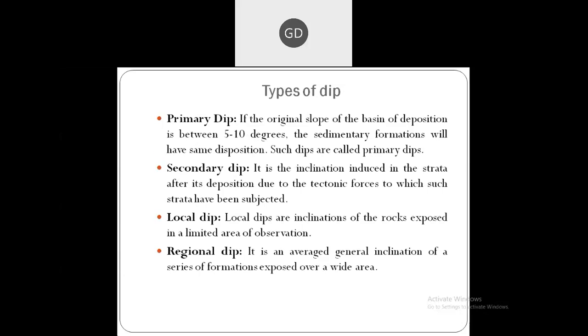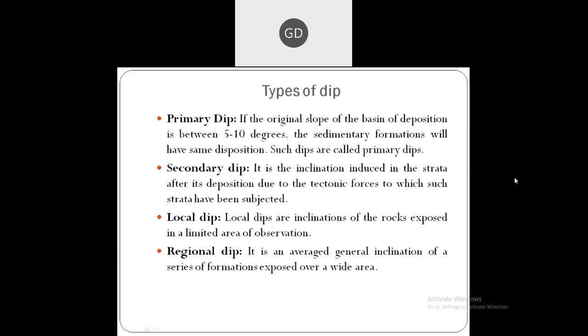Now coming to the types of dip, it can be measured over a very large area, and it may be of any origin. So these are again distinguished into the following types: primary dip, secondary dip, local dip, and regional dip. Primary dip is when sedimentary rocks are deposited in a sloping basin. They are inclined in the same fashion. If the original slope of the basin is between 5 to 10 degrees, then the sedimentary formations accumulating over time will also have the same disposition. Such dips are called primary dips.